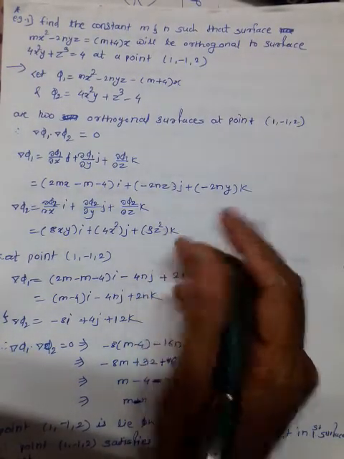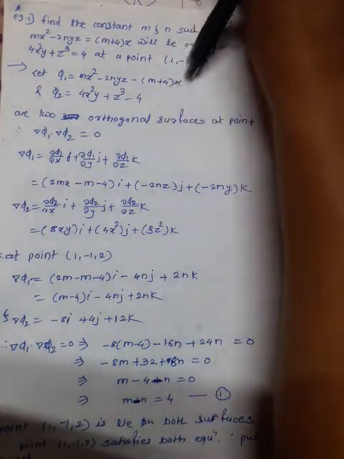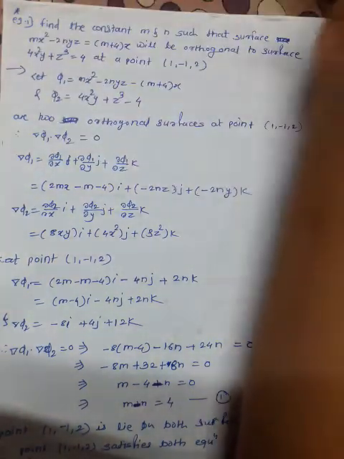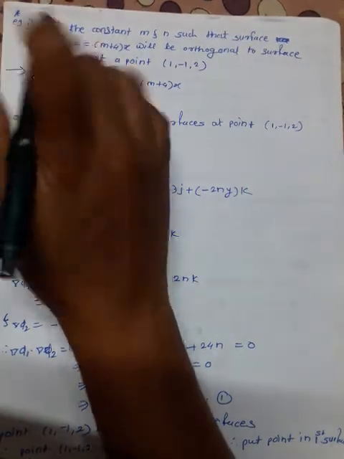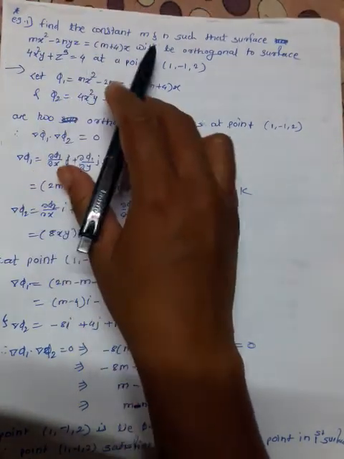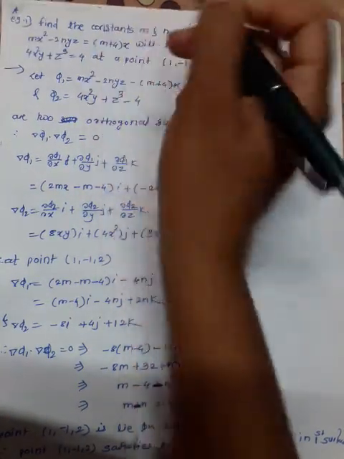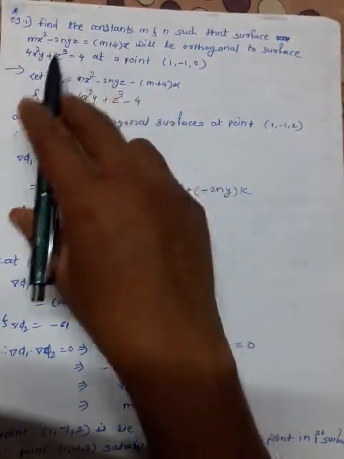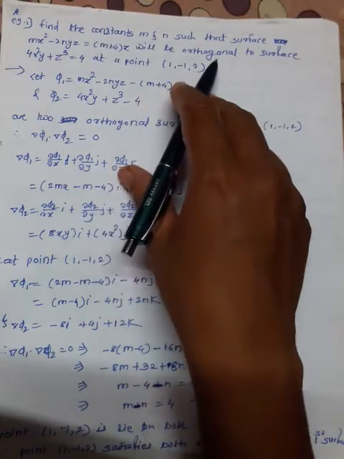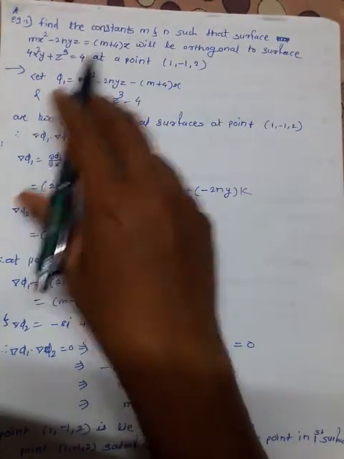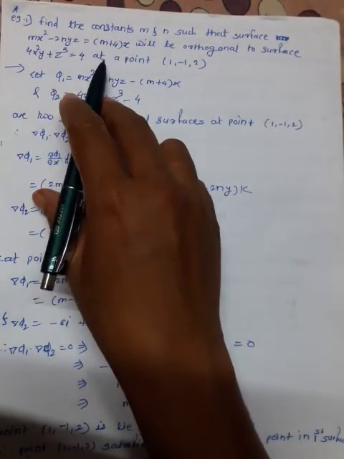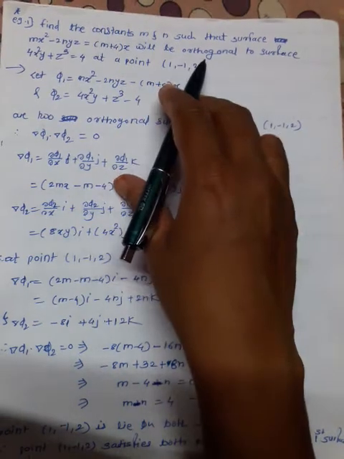Hello everyone, let us start with the next example of vector. Find the constants m and n such that this surface, which we call phi 1, will be orthogonal to this other surface, which we call phi 2. The given thing is that these two surfaces are orthogonal to each other.